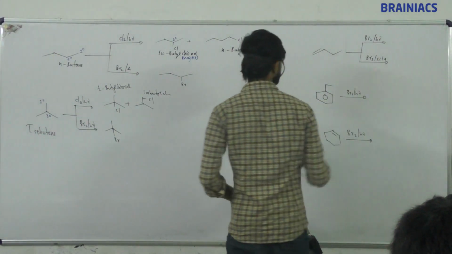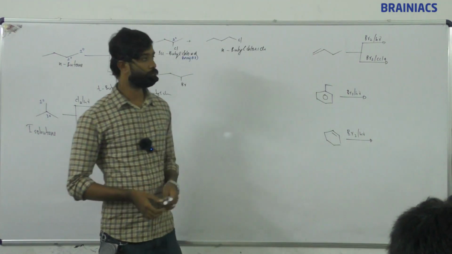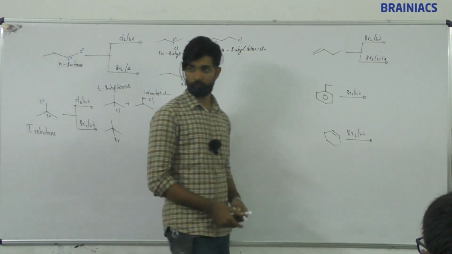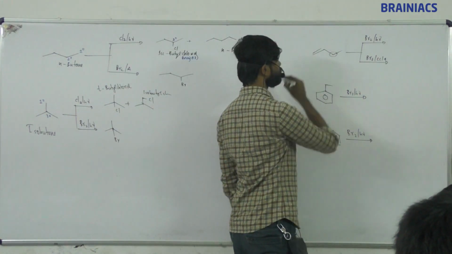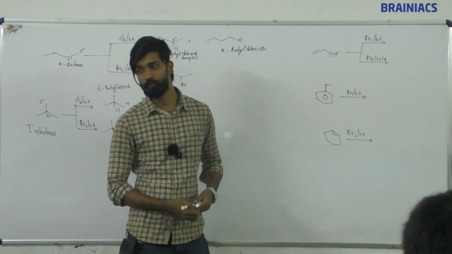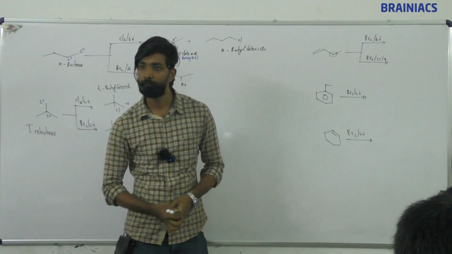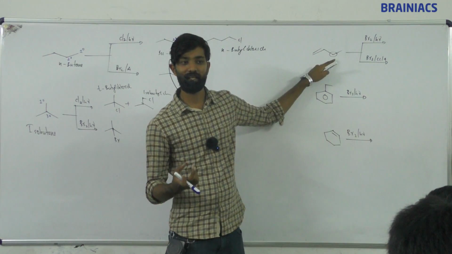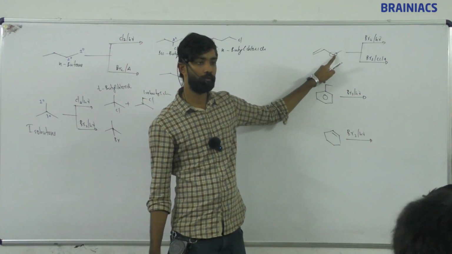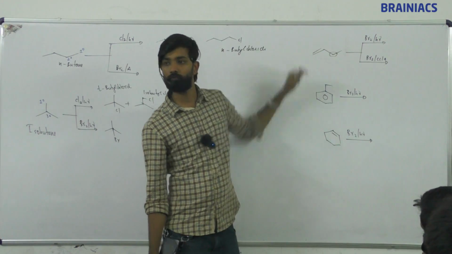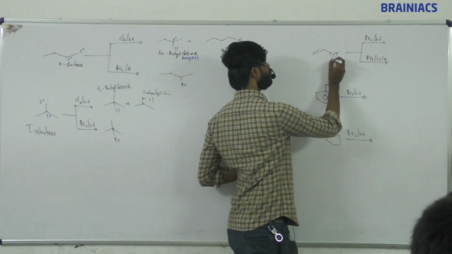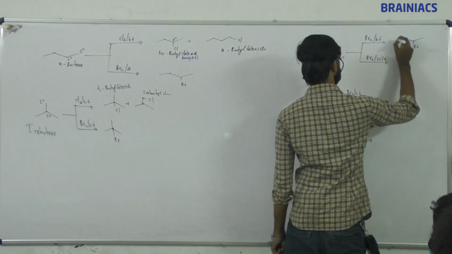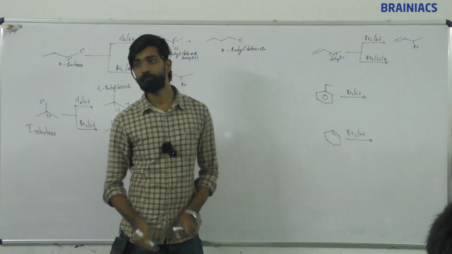What about here? Bromination, which means major. You have to show the major. Major means this will be the position where the most stable radical forms. What is this position? Allylic. What do you mean by allylic? A single bonded carbon next to a double bond. So this position is allylic, where an allylic free radical is generated and allylic bromination takes place.